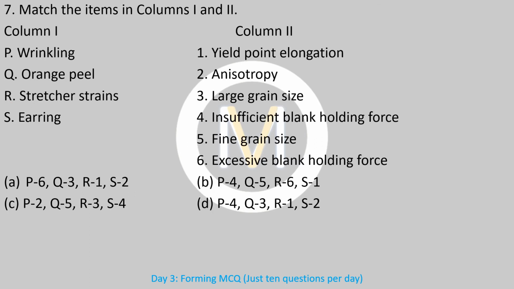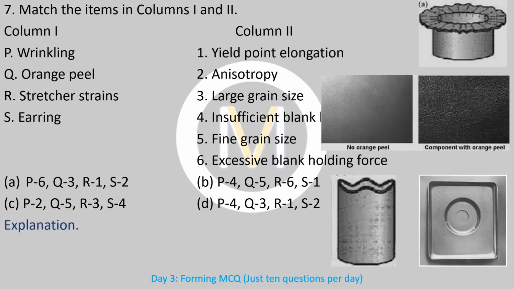Okay, so our next question is match the following items. In the first column we have the defects: wrinkling, orange peel, stretcher strains, earing. And in the second column we have the causes: yield point elongation, anisotropy, large grain size, insufficient blank holding force, fine grain size, excessive blank holding force. So first we have to see what these defects actually are. First is the wrinkling defect. Here you can see when this punch was pushed into this and this type of shape was made, but the holding force was not strong enough. So the wrinkles were formed at the end.